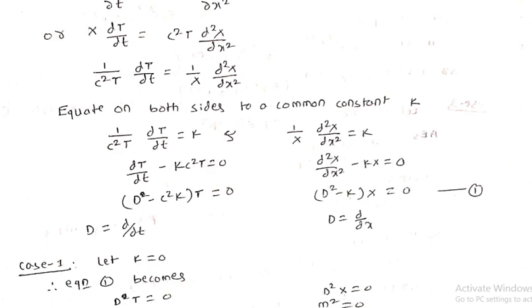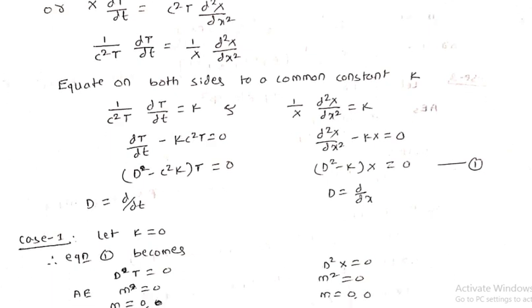Similarly for the second term, multiply both sides by X, and the equation takes this format: d²X by dx² minus kX equal to 0. So its symbolic form is (D² − k) X equal to 0, where D denotes d by dx. These both terms are denoted as equation number 1. Here, in equation number 1, we substitute k equal to 0, k equal to plus p², and k equal to minus p².